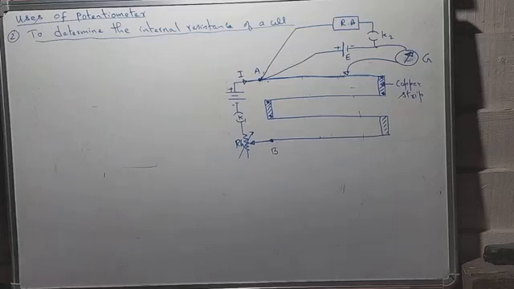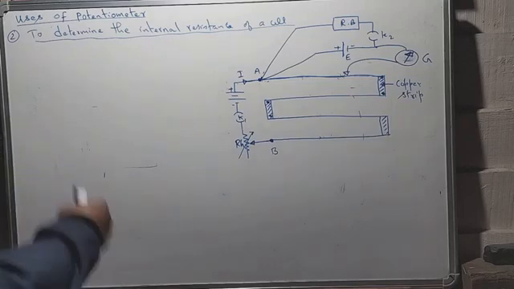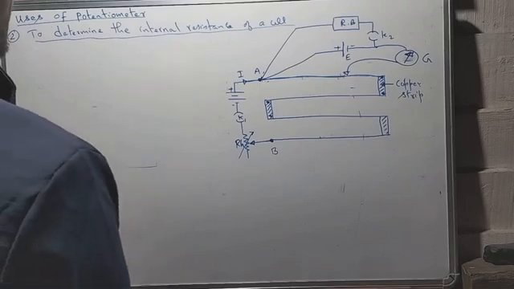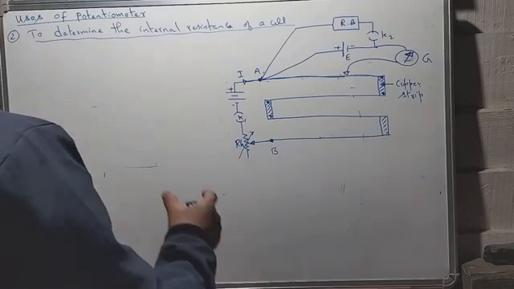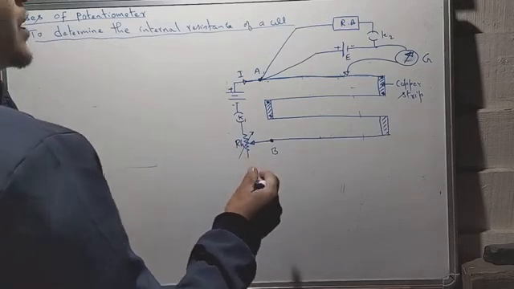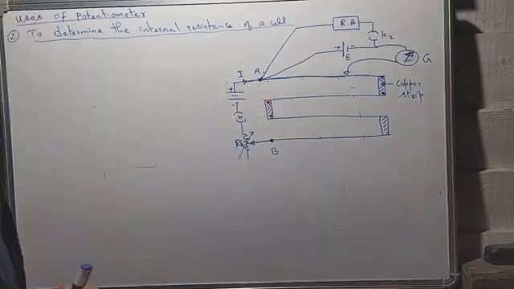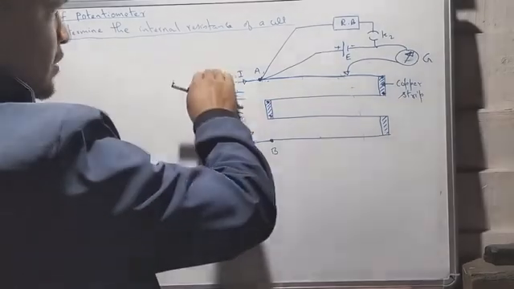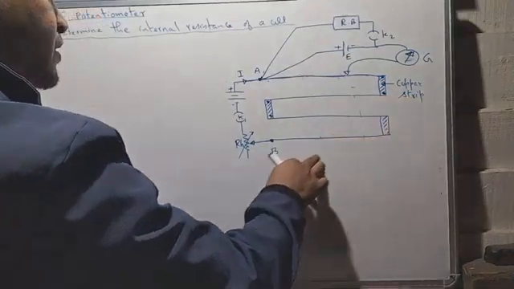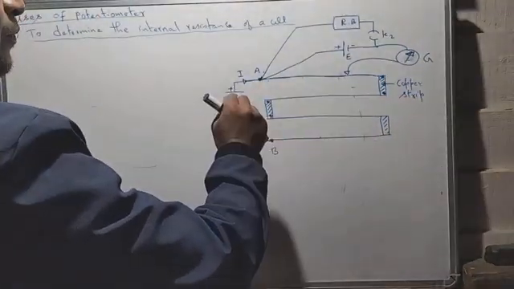This is the second application of a potentiometer, and this application is to determine the internal resistance of a cell. The connection circuit for this application is as shown in this figure. As you can see, the part below is the auxiliary circuit, so it is always the same.